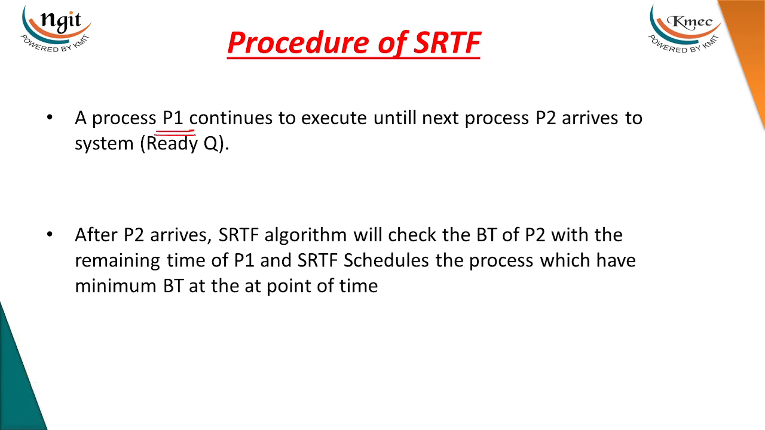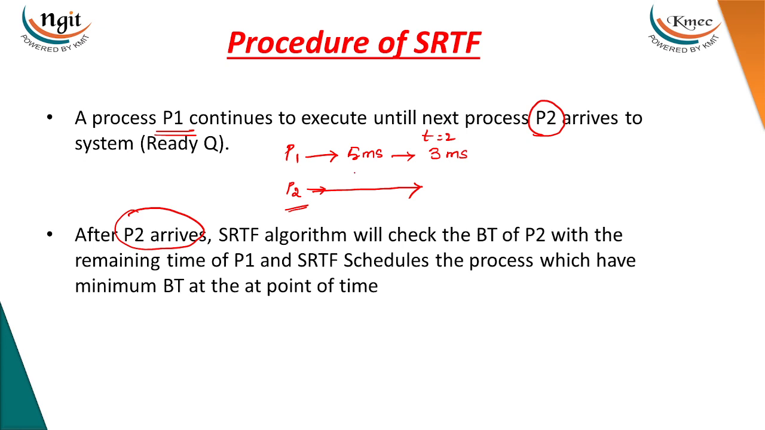A process P1 continues to execute until the next process arrives in the ready queue. Suppose P1 has 5 milliseconds of burst time. It will execute up to 2 milliseconds, so the remaining time becomes 3 milliseconds. But a new process P2 came at time t equal to 2, with 1 millisecond of burst time.